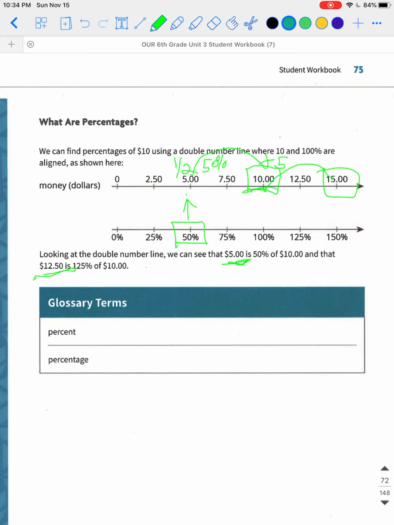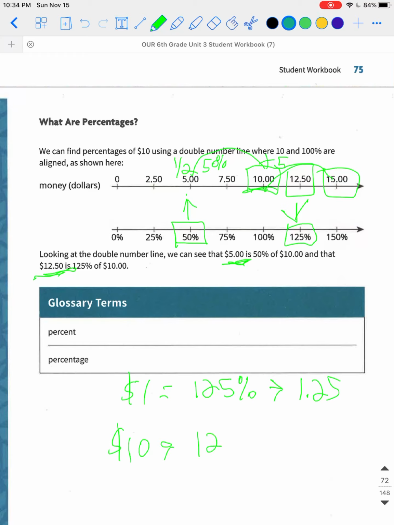You can also notice that $12.50 is 125% of $10, because if you had 125%, right down here, that is, when we talked earlier, we talked about $1 would be $1.25, right? But if we had $10 times 125%, it comes to be $12.50.